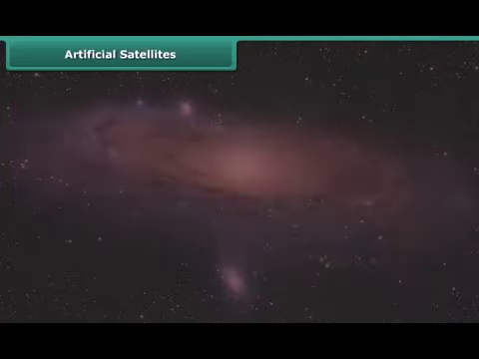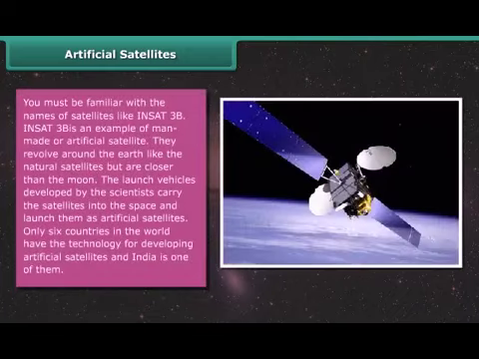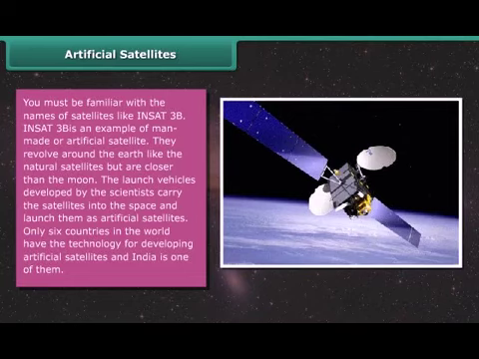Artificial satellites. You must be familiar with the names of satellites like INSAT-3B. INSAT-3B is an example of a man-made or artificial satellite. They revolve around the Earth like the natural satellites but are closer than the Moon. The launch vehicles developed by the scientists carry the satellites into space and launch them as artificial satellites. Only 6 countries in the world have the technology for developing artificial satellites, and India is one of them.